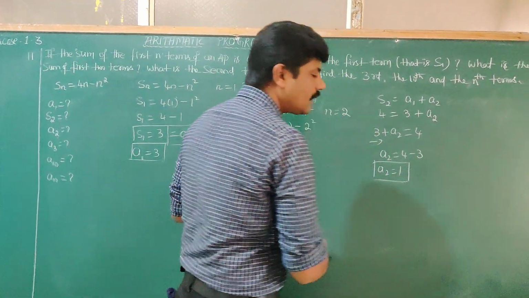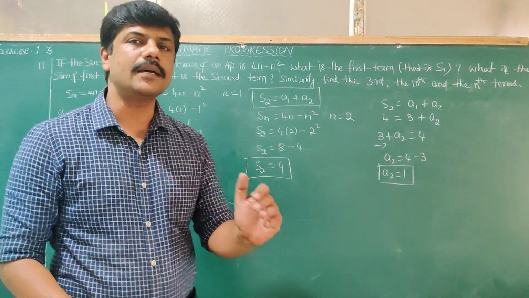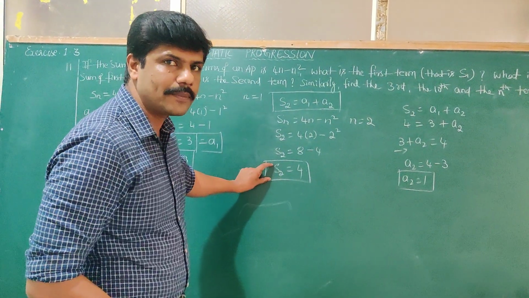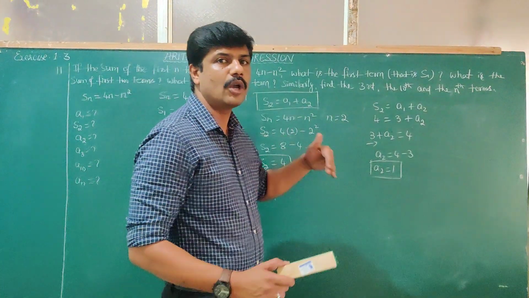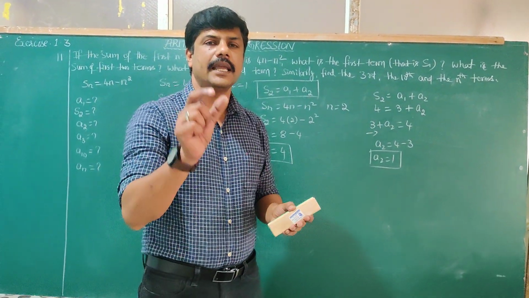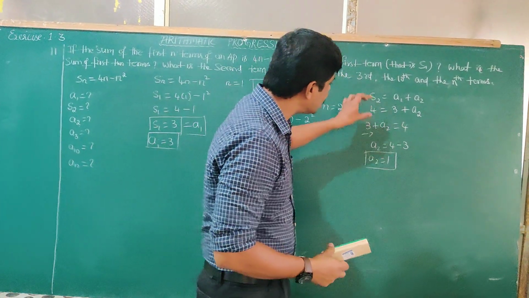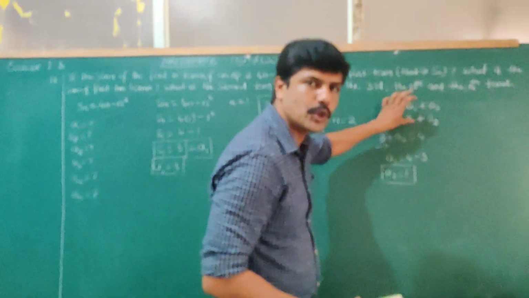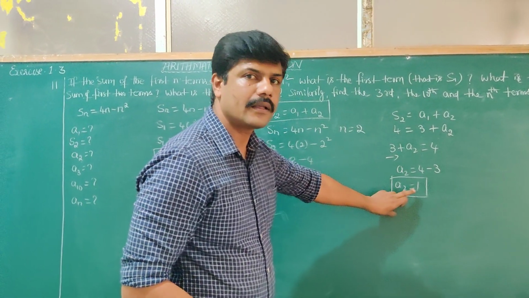Now we have got the second term is 1. How did we get the second term is 1? By substituting the sum of two terms, 4, and the first term in this particular equation with the definition. Sum of two terms means A1 plus A2. We know that the sum of two terms is 4 and the first term is 3. By substituting here, we will get the second term, which is 1.